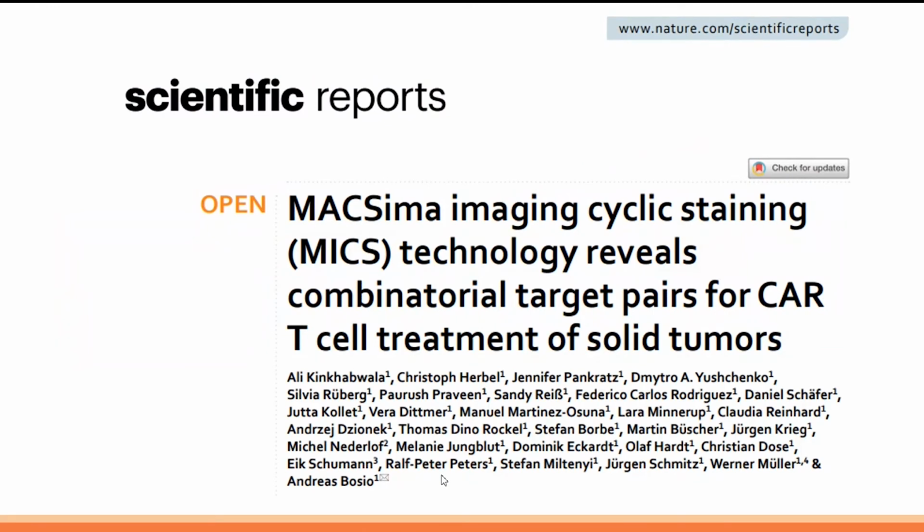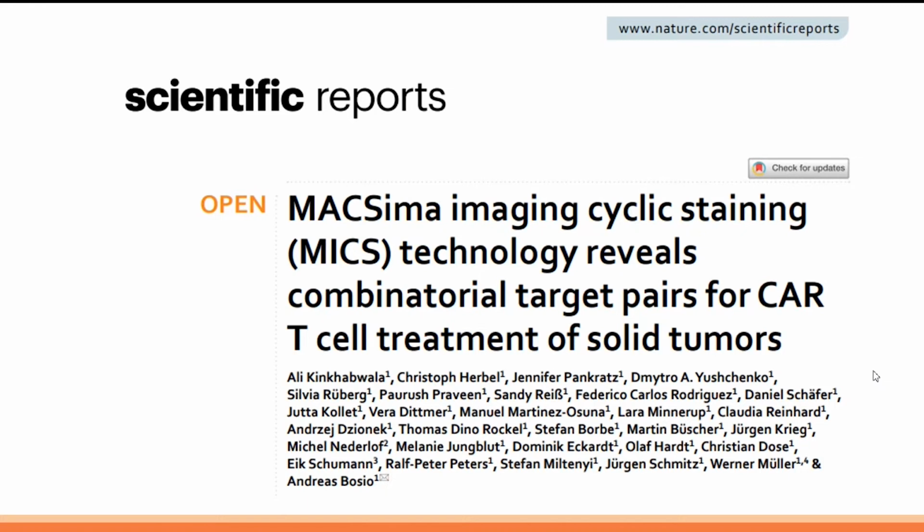And this brings me to the story I would like to share with you today. The story has been recently published in Scientific Reports. In this work, with the help of the MACSima and its MICS technology, they analyzed human glioblastoma, ovarian, and pancreatic carcinoma, and 16 healthy tissues, identifying the pair EPCAM and THY1 as a potential target for chimeric antigen receptor CAR T cell therapy for ovarian carcinoma. Firstly, they tested this in ovarian carcinoma.